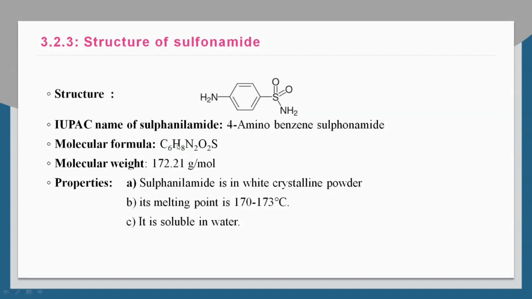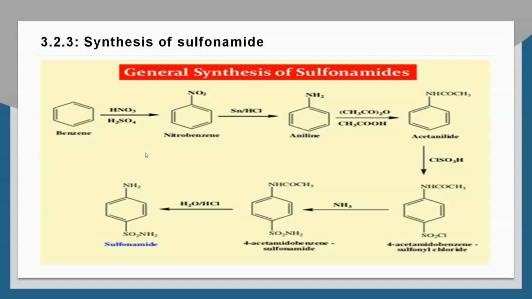So finally, C6H8N2O2S is the molecular formula of sulfonamide. Its molecular weight is 172.21 grams per mole. As for its properties, sulfanilamide is a white crystalline powder. Its melting point is 170 to 173 degrees Celsius. It is soluble in water.